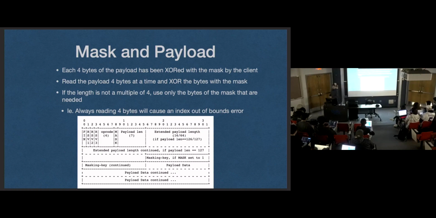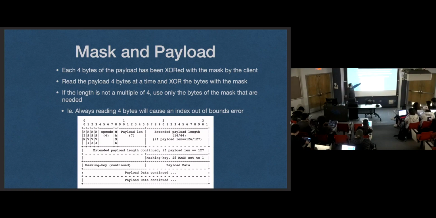When you're doing this in code, each 4 bytes are XORed with the masking key. What you'll have to do is read those 4 bytes and XOR them again with the masking key, which will effectively undo the XOR and get you back to the original message that was sent. So your task is to go through the payload and XOR it with this masking key.